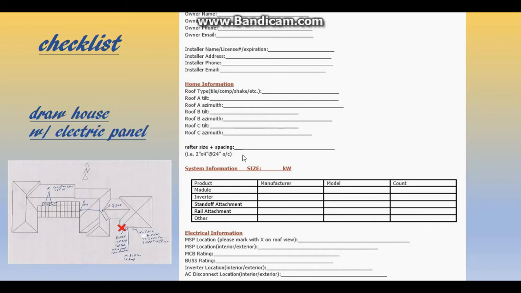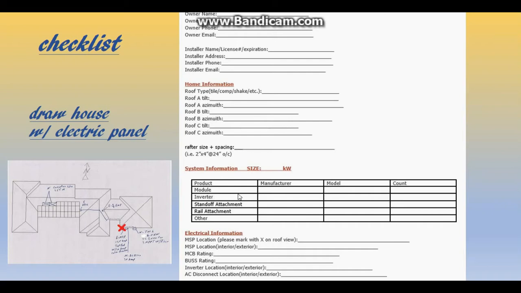So rafter size and spacing, typical is either 2x4, and the spacing is 24 inches on center. These are the rafters that you will lag into or bolt the attachments into. You're going to bolt those attachments into those rafters, and we need to know the spacing. Another typical size is 2x6 at 24 inches on center. Sometimes they're 15, sometimes they're 18 inches on center. They do vary, so it helps to know the rafter size and the spacing so you can place the attachments. Part of the plan is doing the equipment structural plan, and you will need to know this information to build that.